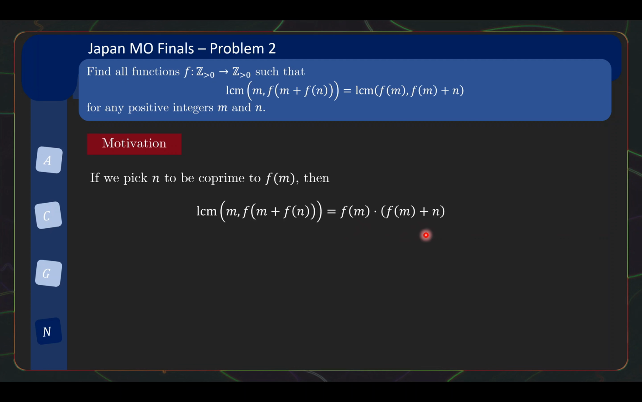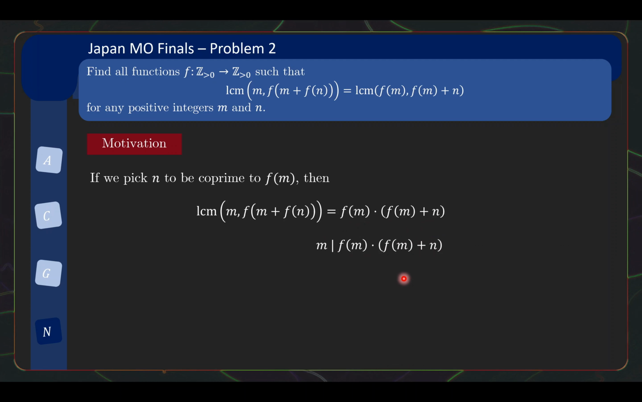And furthermore, this LCM is still quite clunky to work with, but maybe we can extract certain properties from this. So by observing that if this thing is the LCM of the two terms, then individually each term must divide the LCM, right? So this means that m divides the LCM, which is this thing. So m divides the right hand side.